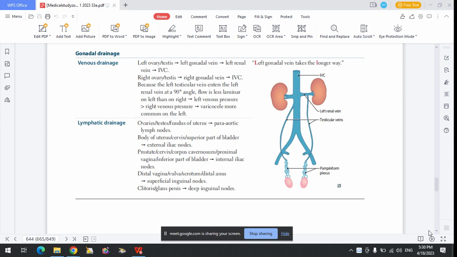So for internal iliac, you have prostate, proximal part of vagina, lower part of bladder. Then the last two I have to check: corpus cavernosum and cervix. There's another proximal thing that is not here, but I mentioned it: proximal anus. So you have said distal vagina and distal anus for superficial inguinal. You say proximal vagina and proximal anus too for internal iliac. Do you get it?